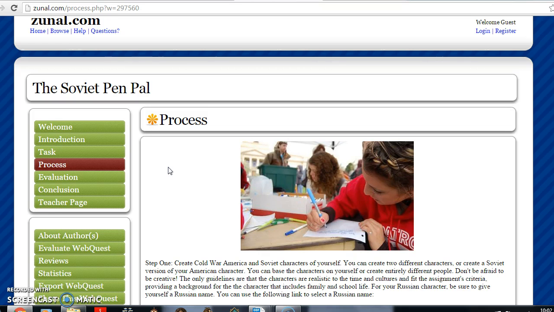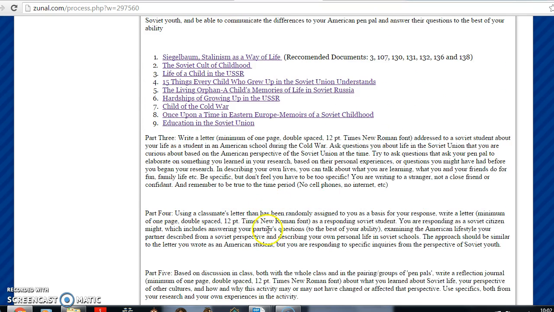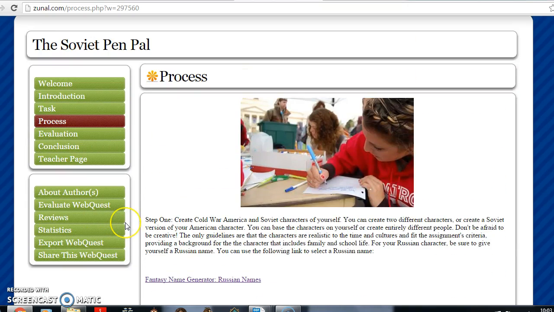So the students would research various aspects of life during the period. On the web quest I have various resources about life growing up in the Soviet Union, but further resources would be given in class about life as an American teenager during the Cold War, Soviet and American propaganda, that sort of thing.